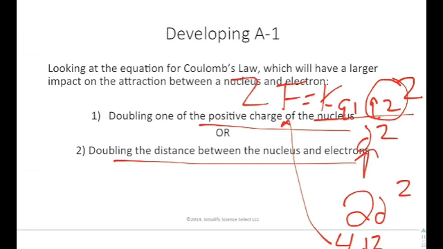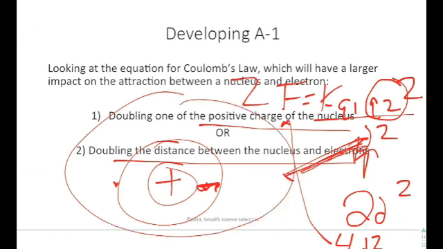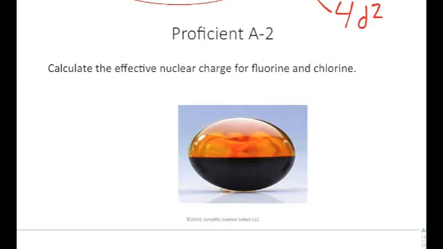So because distance is a squared term, it has a much greater impact on the attraction between the nucleus and an electron. What that means is that electrons that are close to the nucleus have a much greater attraction than electrons that are further away. Next, we have a proficient example.